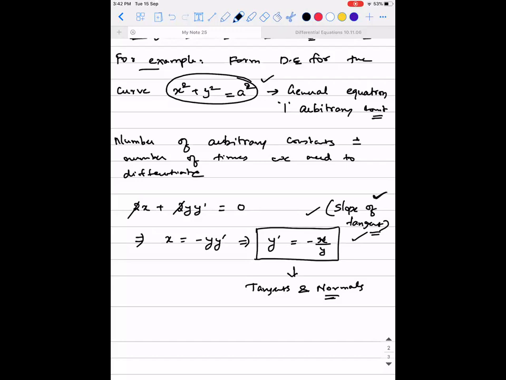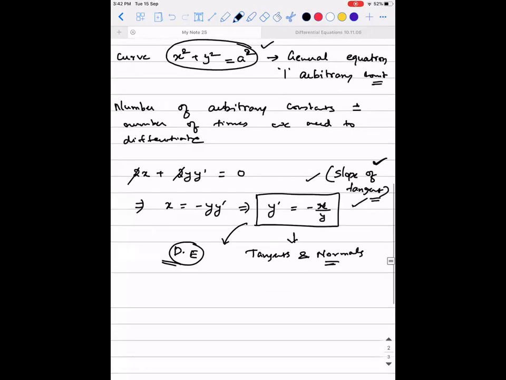But in this chapter's context, what did we find? We found the required differential equation. So the required differential equation for x square plus y square is equal to a square is y dash equal to minus x divided by y. This is where you need to stop. So that is the required differential equation. Shall we do one more problem?